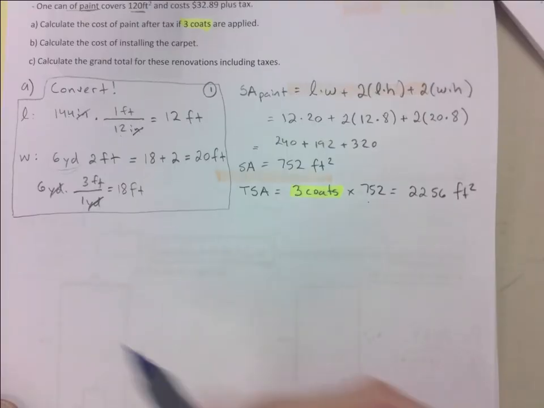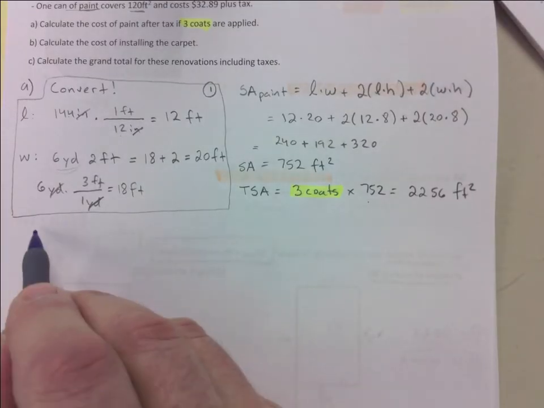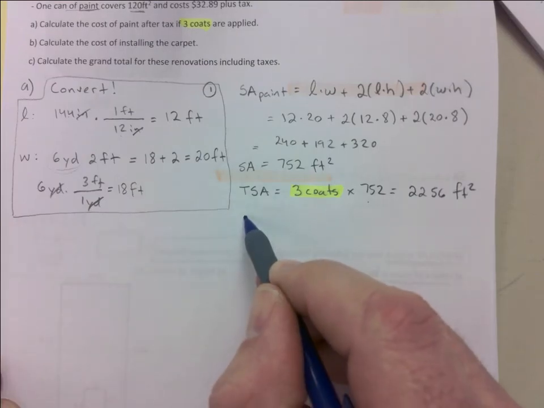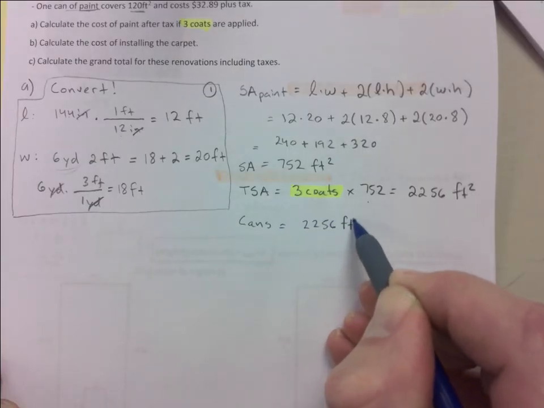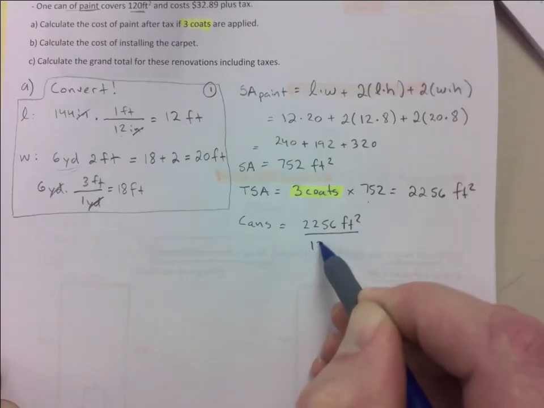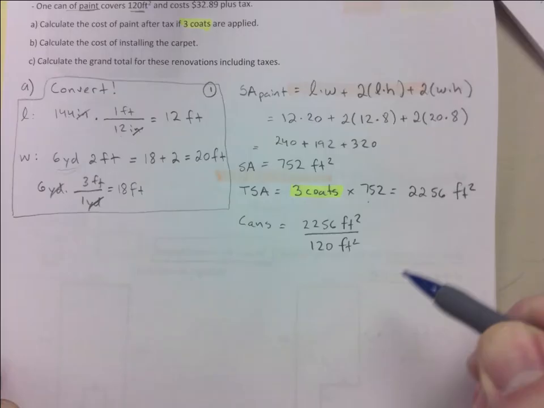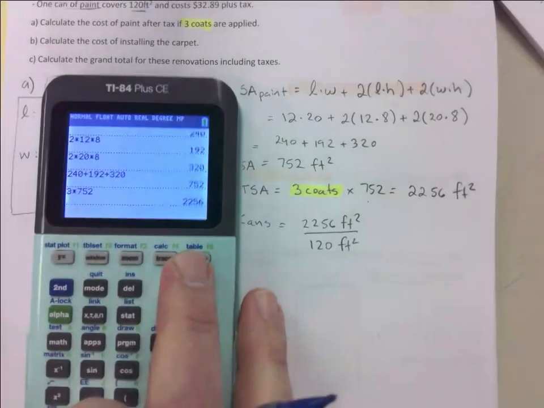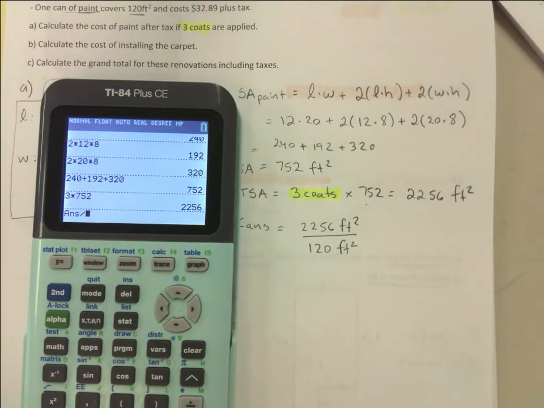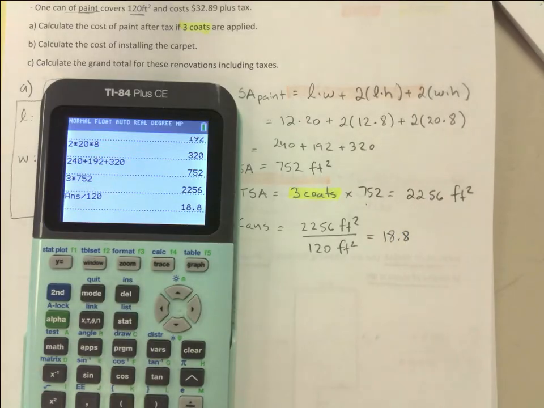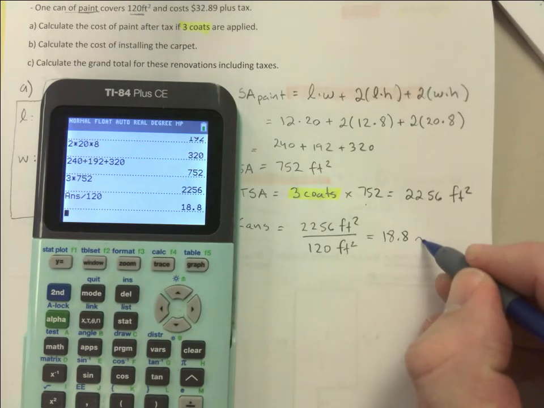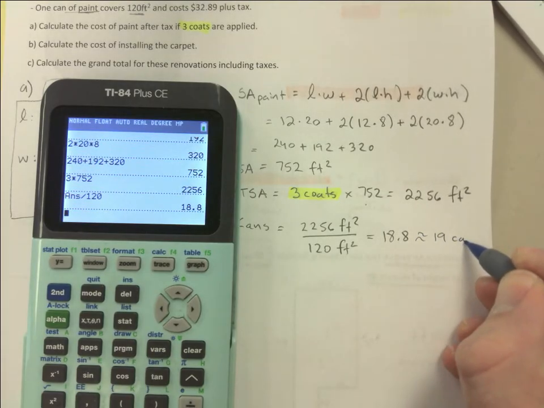Now, I will figure out cans. Should I do it underneath here? I'll do that here. Cans. I go 2256 square feet divided by how much 1 can covers. And then you divide your answer by 120. That is 18.8. How many cans do I have to go and buy at the store? 19, right? You can't get away with it. So you go approximately 19 cans.